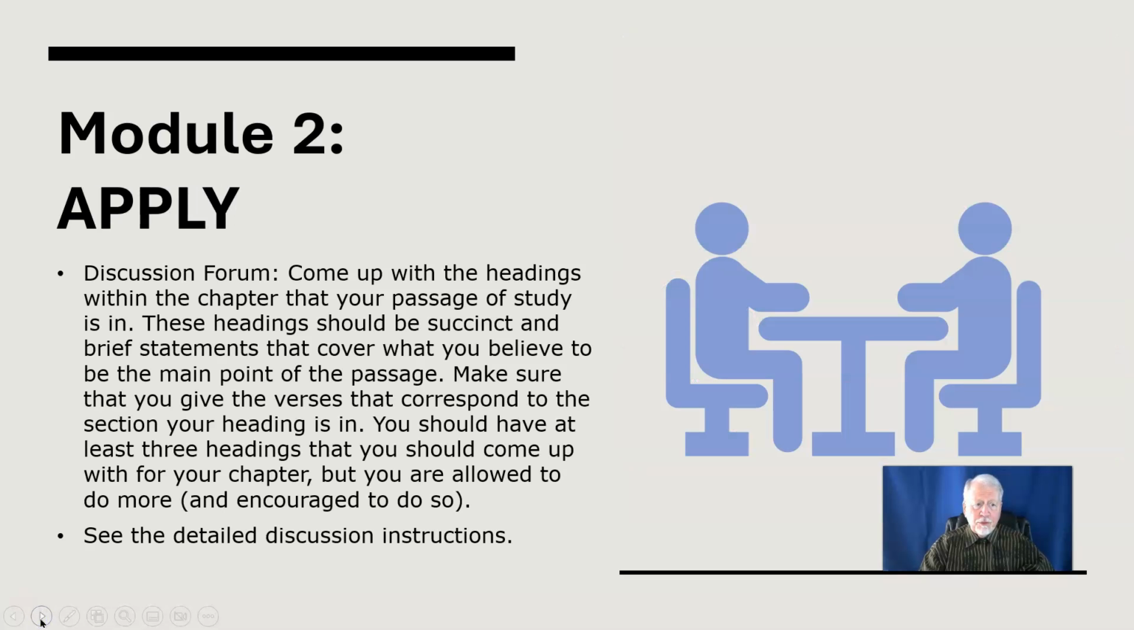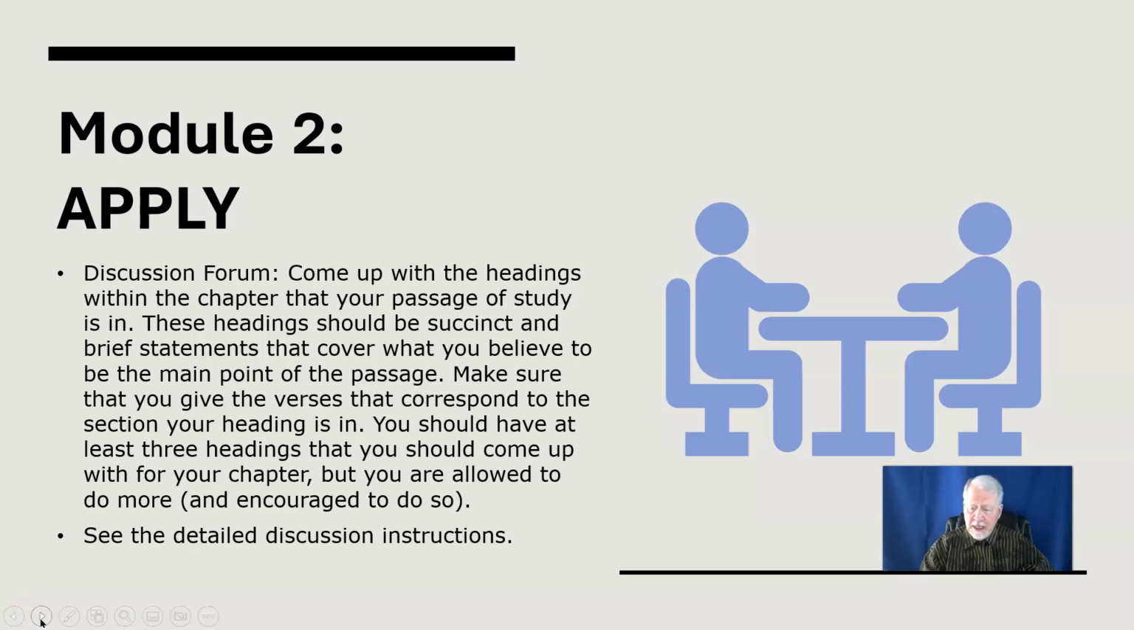So here are the graded assignments this coming week. First of all, you have another discussion forum. And here is our prompt for the discussion forum. Come up with the headings within the chapter that your passage of study is in. So this is the outlining exercise that you're going to do. These headings should be succinct and brief statements that cover what you believe to be the main point of the passage. And so being able to outline the passage is going to be so important for you. Make sure that you give the verses that correspond to the section your heading is in. And you should have at least 3 headings.